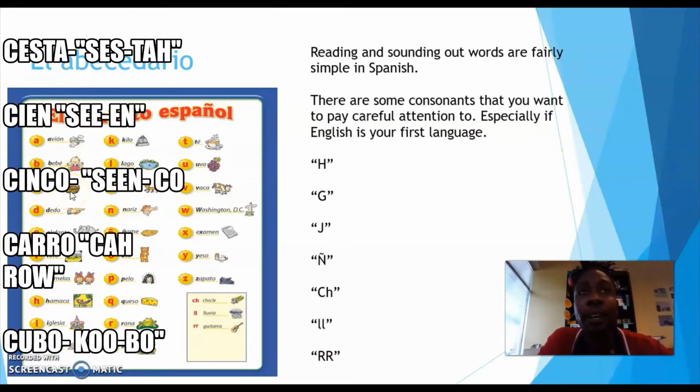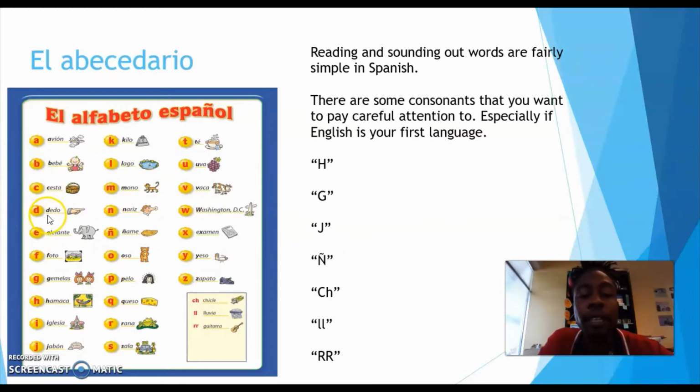With CI, you may see a word like cien or cinco, like Cinco de Mayo. But with our CA, you may hear carro. You may hear CU like cubo. Good job with C. The next one is de. Can we say de? Awesome. So far we have A, B, C, D. Let's give it a try. A, B, C, D. Awesome.